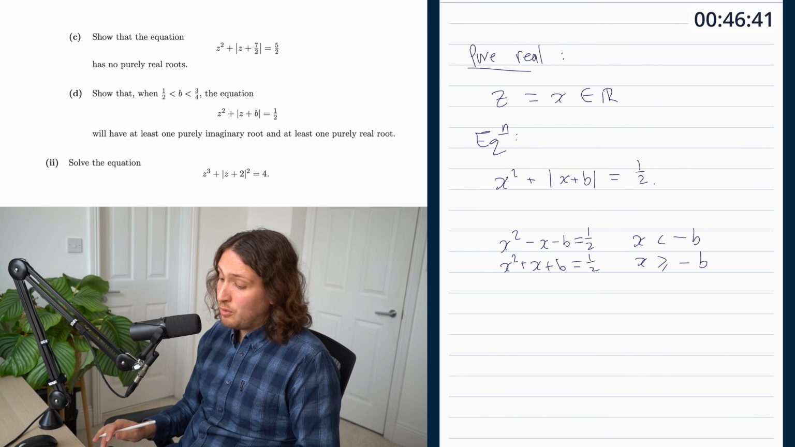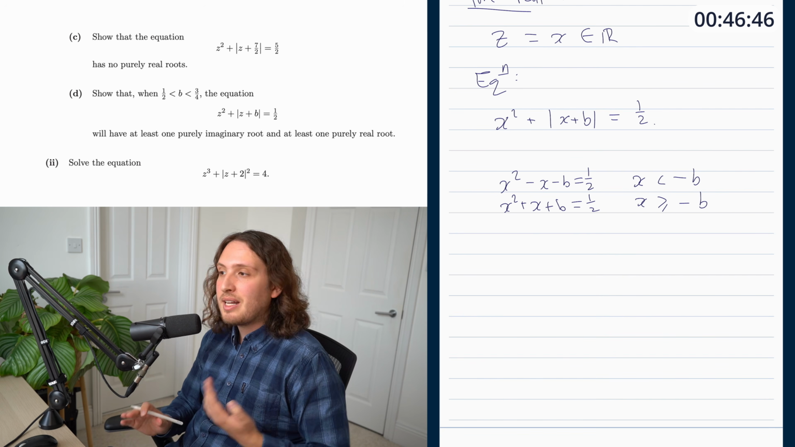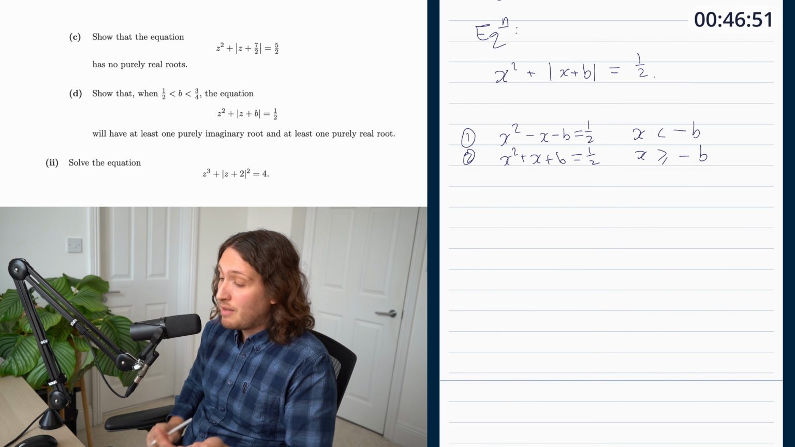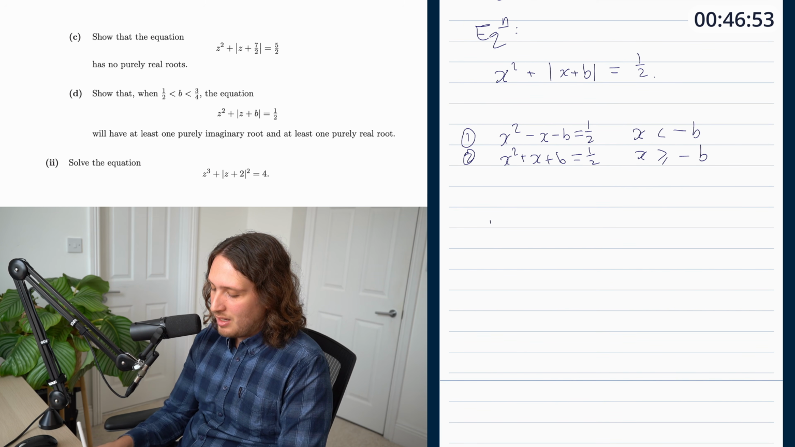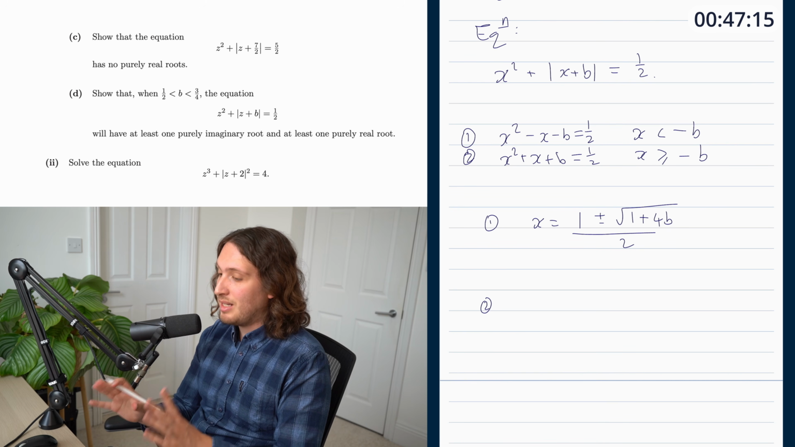Well, I'm going to have to use the quadratic formula to solve these because they're quadratics with an unknown coefficient. So this is going to be a bit awkward. Let's just take the cases. As long as I find that one of them works, we're good. So case 1, I get x is 1 plus or minus the square root of 1 plus 4b over 2. And I'll need to consider whether those are legitimate in a moment.